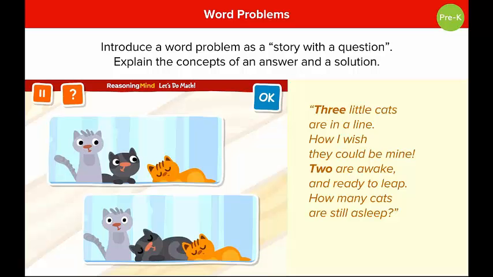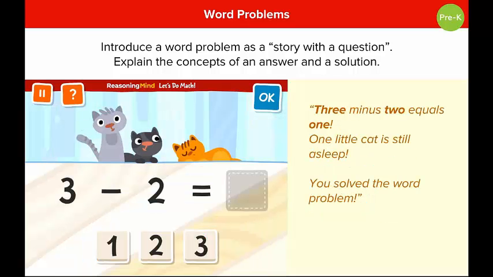3 little cats are in a line. How I wish they could be mine. 2 are awake and ready to leap. How many cats are still asleep? And so the picture tells the story, and we sort of sing a little question. And to solve it, 3 minus 2 equals 1. 1 little cat is still asleep.